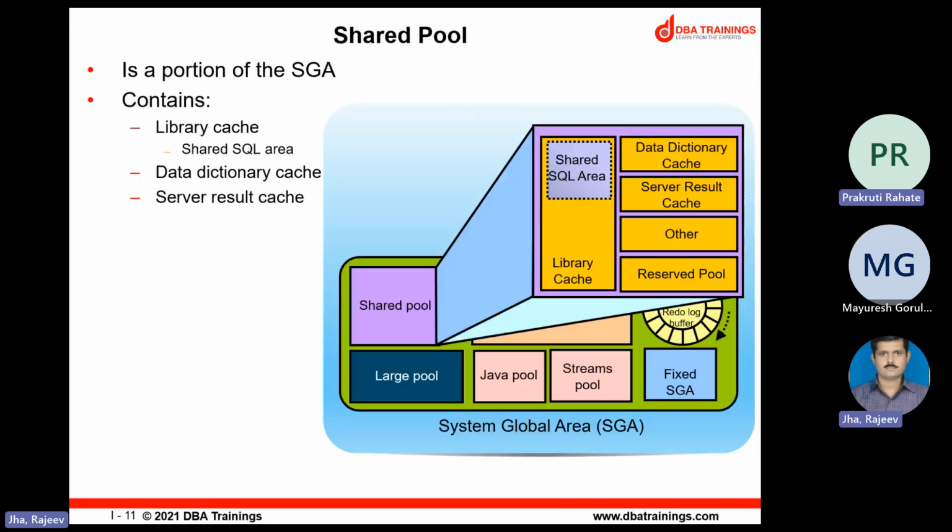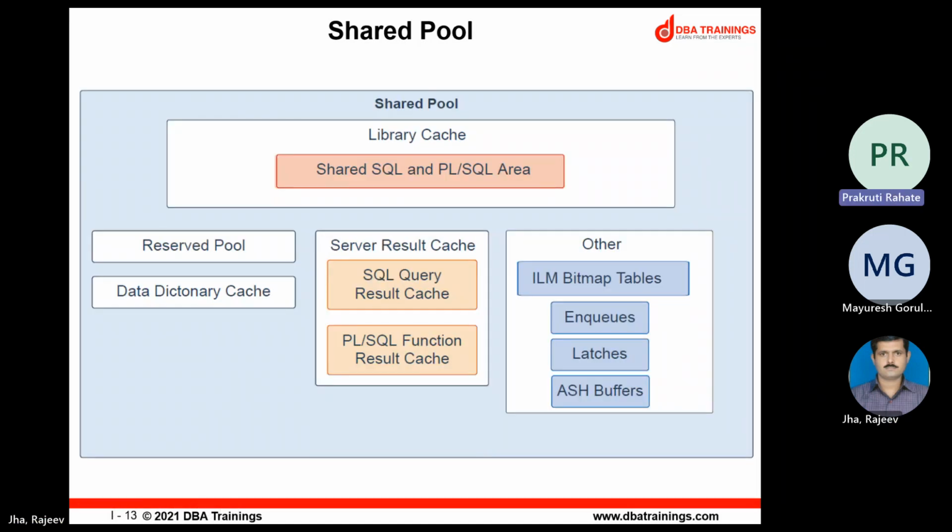Now let me talk about the other components like large pool, Java pool, streams pool, those things. Till now, many things are clear, like how the query is parsed. Basically, the shared pool area is responsible for that. Then what data the query has retrieved, as rows information, will be kept in the data dictionary cache. And the result will be captured within your server result cache.